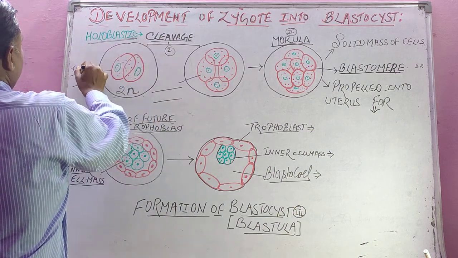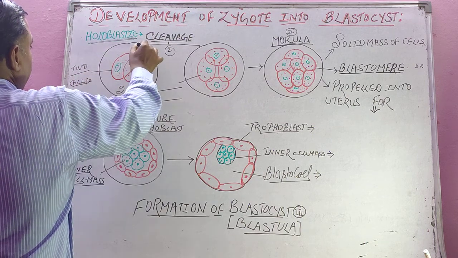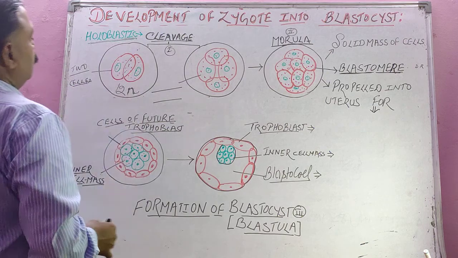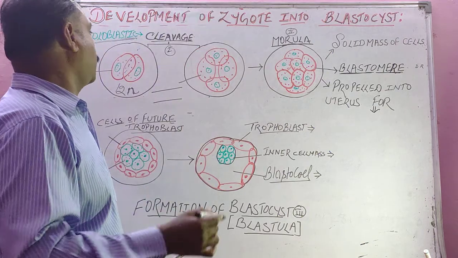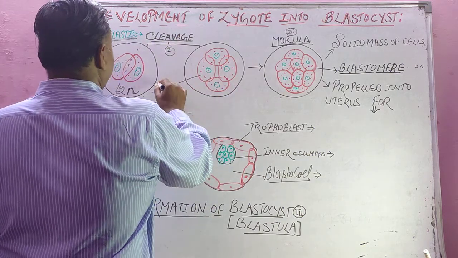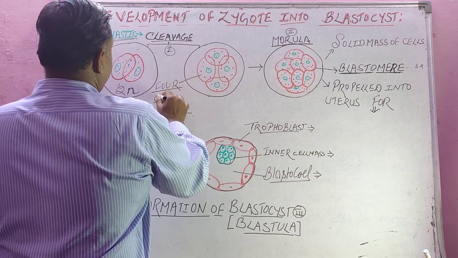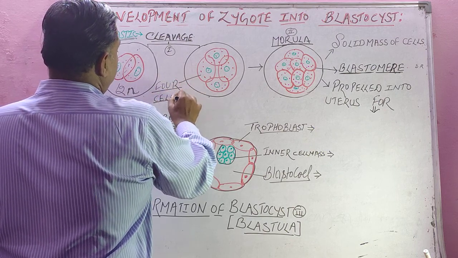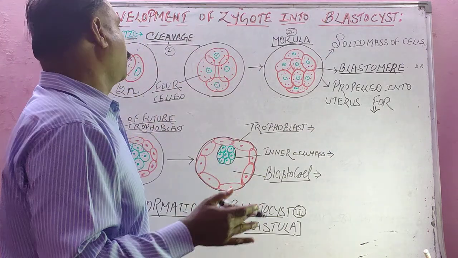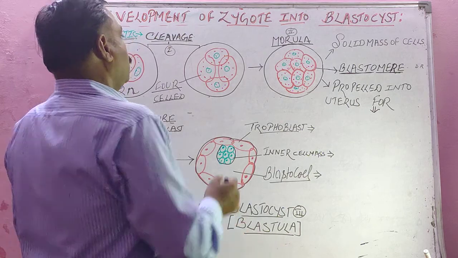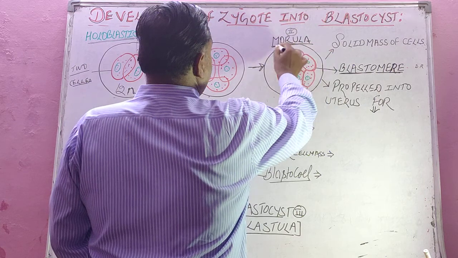So this results in 2-celled stage. Vertically, the whole ooplasm, or you can say zygote, divides into 2 cells. Then 3-celled and ultimately 4-celled. So these stages are called cleavage, isn't it? Cleavage means breaking of the zygote, and that is holoblastic. Then it results in the solid mass or ball of the cells.